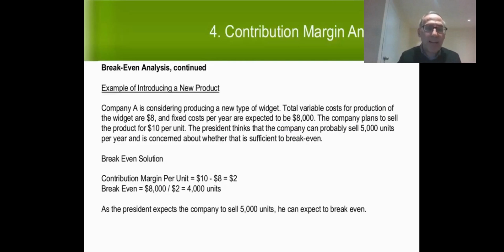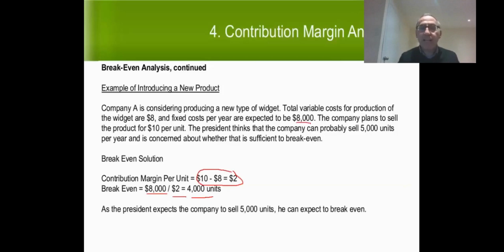We start off by calculating the contribution margin, the $10 sales price minus the $8 of variable cost. That gives us $2. We then take our total fixed cost of $8,000, divide by our contribution margin per unit, and we come down to a break-even point of 4,000 units.